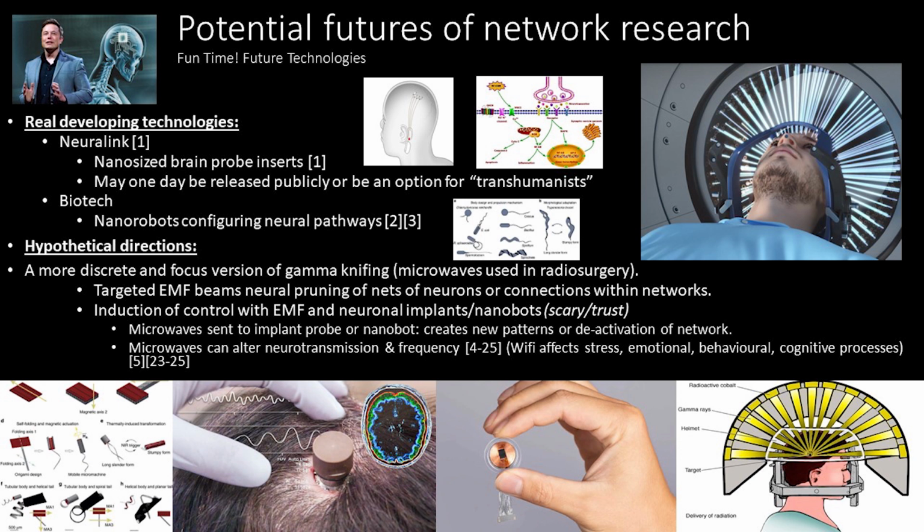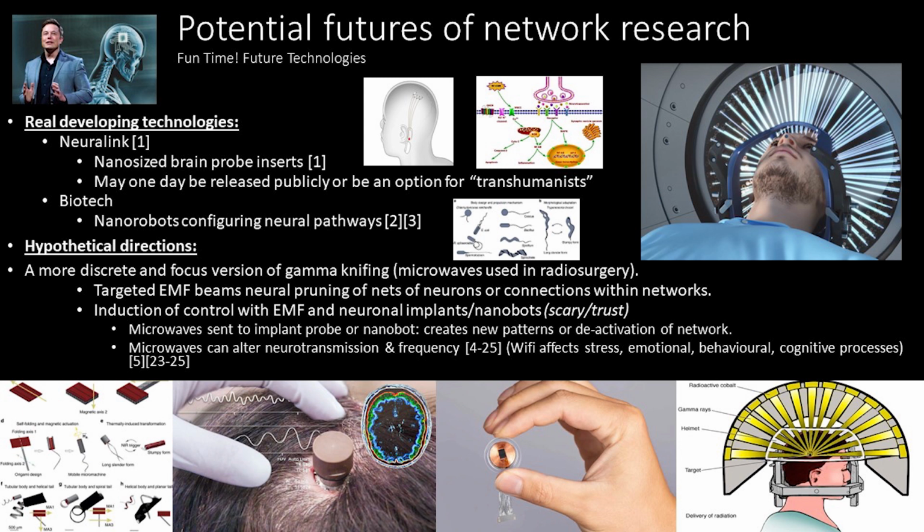So the hypothetical directions for this are a more discrete and focused version of gamma knifing, so microwave used in radiosurgery. This is where targeted EMF beams could create a neural pruning effect of nets of neurons or connections within a network. So we could see this as having potential for people with schizophrenia or TBI, whereby we can reprogram certain areas of the brain with microwaves or other EMF frequencies. It's already been known that microwaves can alter neurotransmission and frequency, and there's a list of references there from 4 to 25 if you're willing to look.